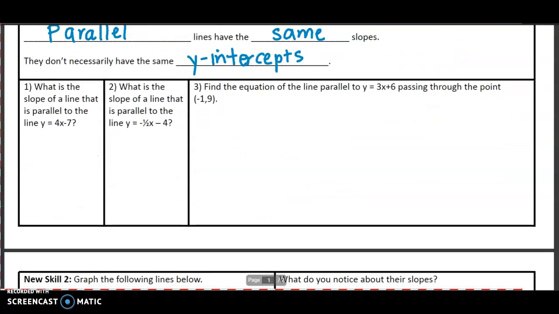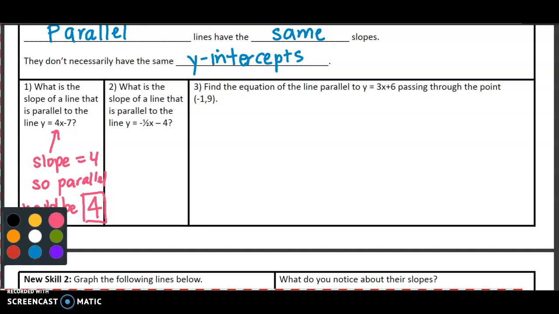All right, let's practice. Number 1, what is the slope of a line that is parallel to the line y equals 4x minus 7? Pause your video and go ahead and try that. All right, so the answer should be 4. So this says the slope is 4. Your parallel line should also have a slope of 4.